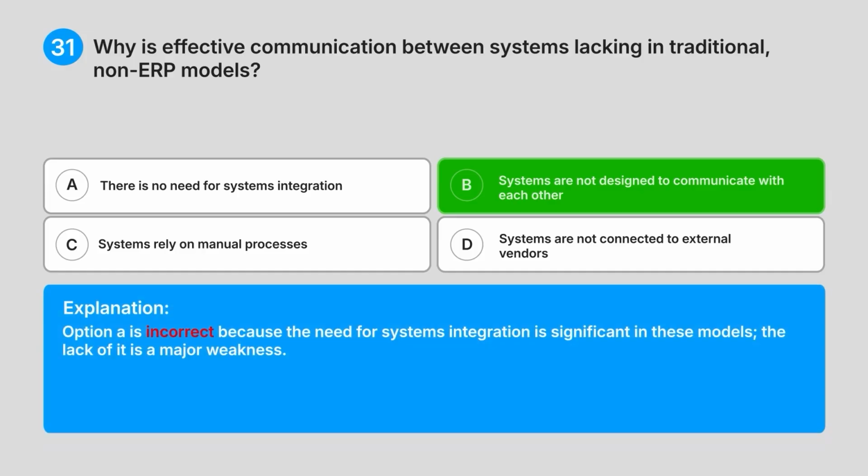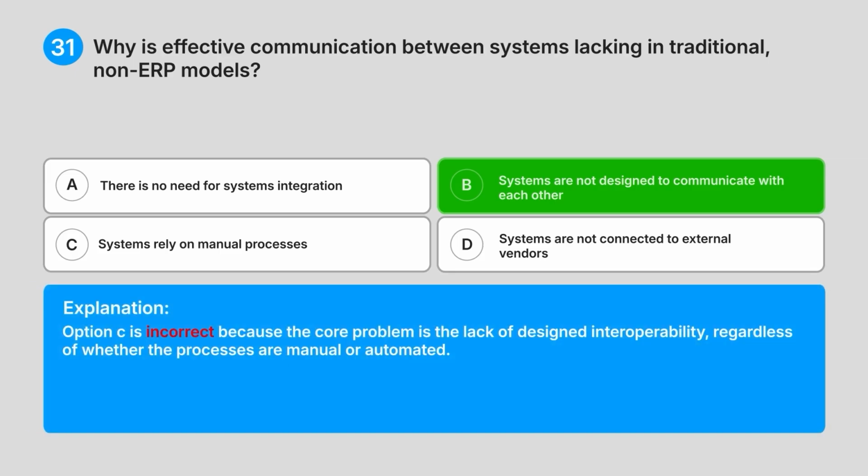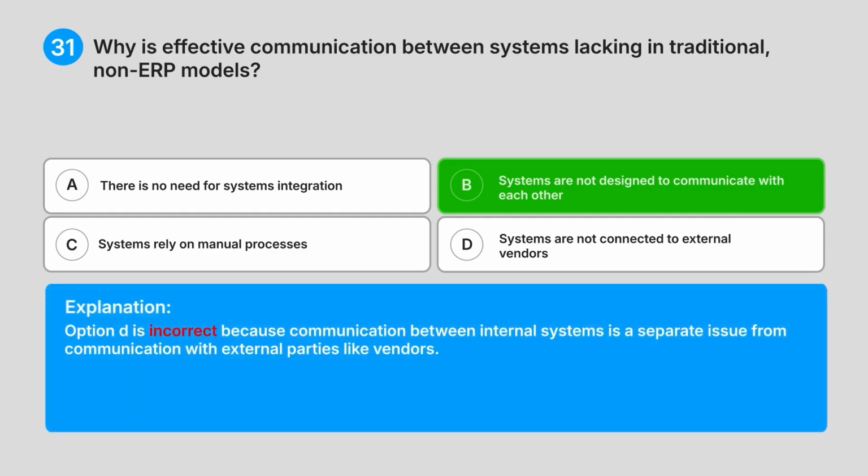Option A is incorrect because the need for systems integration is significant in these models. The lack of it is a major weakness. Option C is incorrect because the core problem is the lack of designed interoperability, regardless of whether the processes are manual or automated. Option D is incorrect because communication between internal systems is a separate issue from communication with external parties like vendors.